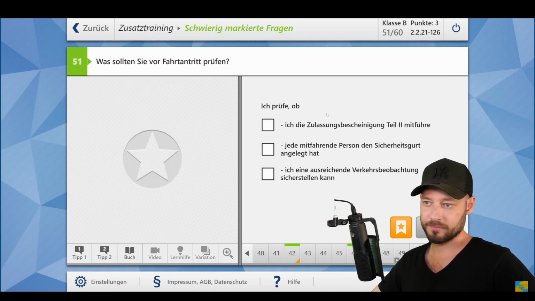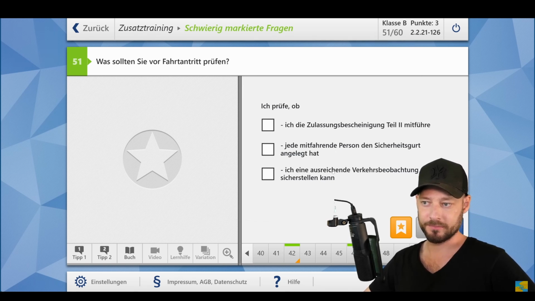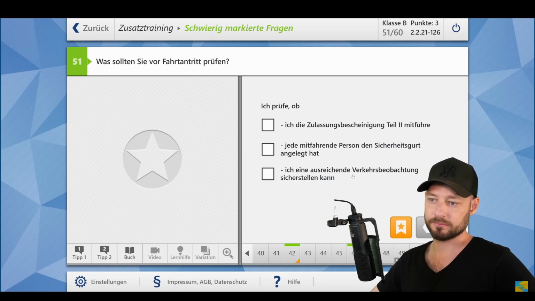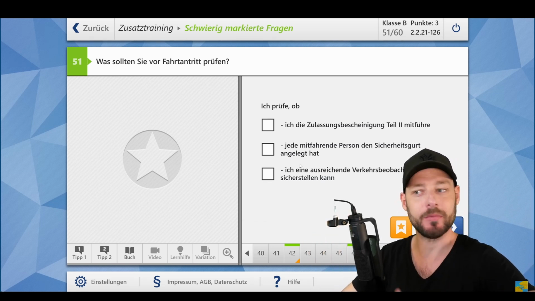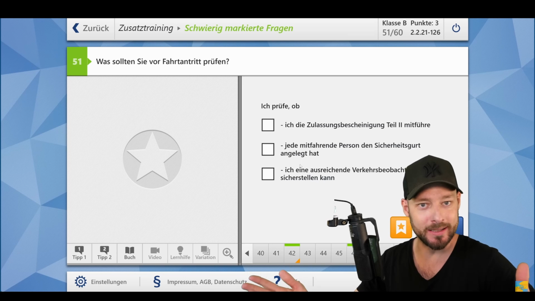What should you check before setting off? I check whether I have the registration certificate Part 2 with me. I check whether every passenger is wearing a seatbelt. I check whether I can ensure sufficient traffic observation. So, that all sounds great. Is everything correct? Of course not.